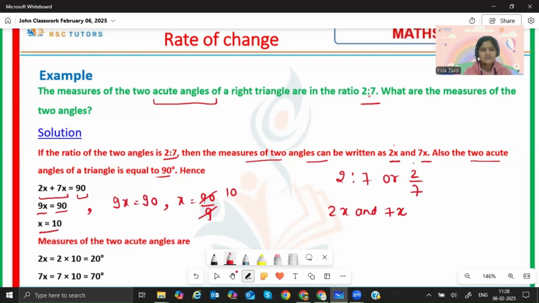Now put the value of x in any of the angles. Put this value in 2x. So 2x is equal to 2 into 10, which is equal to 20 degrees. So we get the first angle, 20 degrees. Then the second angle will be 7x, 7 into 10, which is equal to 70 degrees. So now you get the two acute angles, 20 degrees and 70 degrees, which are less than 90. So this is your answer.